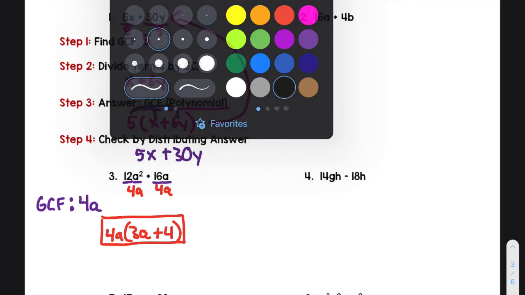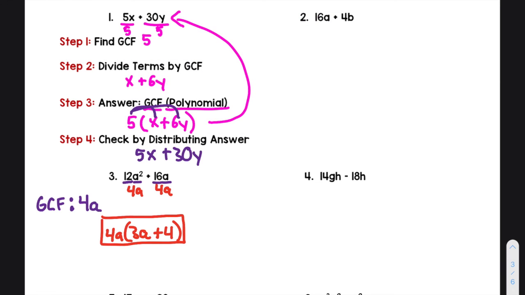We could always double check to see if this makes sense, such that we're saying that 4A times 3A plus 4 is equivalent to the expression that we had, 12A squared plus 16A. We could distribute the 4A times both of the terms inside the parentheses, and we will see that we get our original expression.